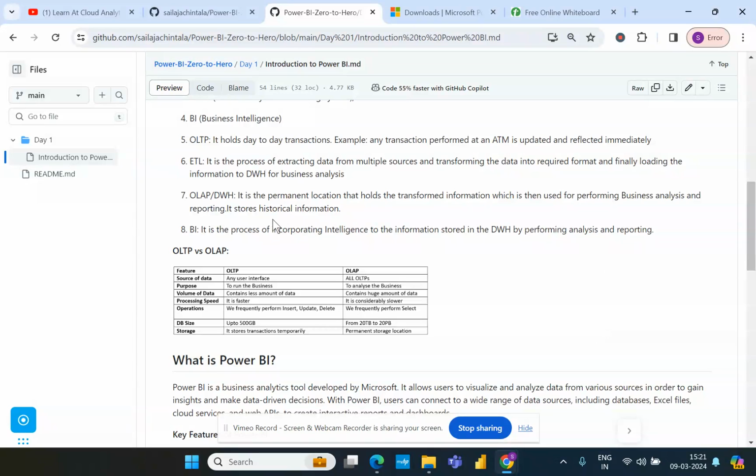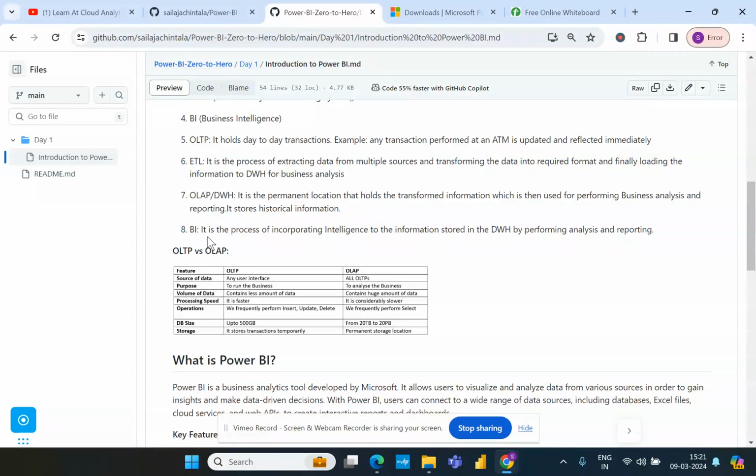And then we have the OLAP. OLAP is, again, the permanent location like I just mentioned, that holds the transformed information which is used for reporting and analysis, and this also holds all the historical information. So this is one comparison that I can make, where OLTP holds the day-to-day transactions while OLAP holds historical information as well.